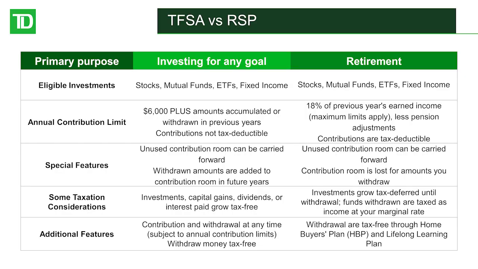For example, if we're looking at an example of a registered account, that would include what we call a tax-free savings account, a TFSA, as some people like to call it, and an RSP account, which is a retirement savings plan.